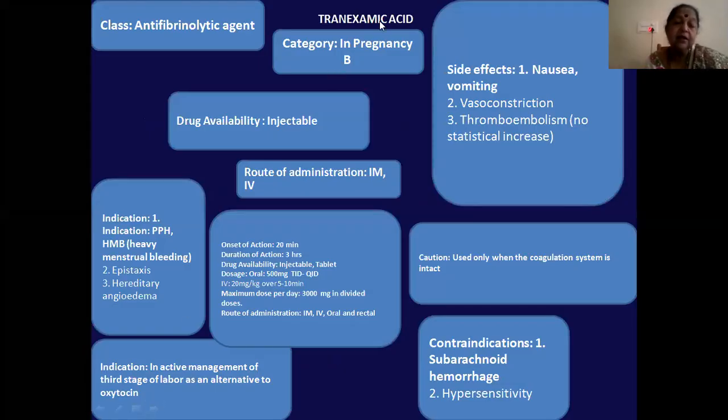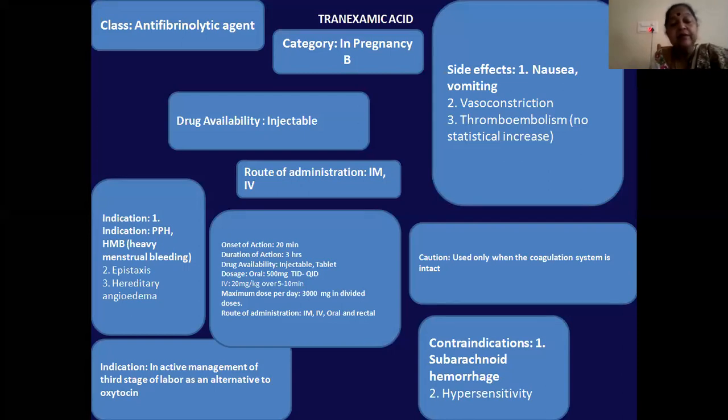Now, this is another drug which WHO has listed in its essential medicines, and we use it in PPH. We also use it in heavy menstrual bleeding. It is a class of antifibrinolytic agent. It is a category B drug and is available as an injection, which can be given IM or intravenously. Always remember that it should be given when the coagulation system is intact. It is contraindicated in subarachnoid hemorrhage, and otherwise the only contraindication is hypersensitivity to the drug. It is also used as an alternative for the active management of the third stage of labor.